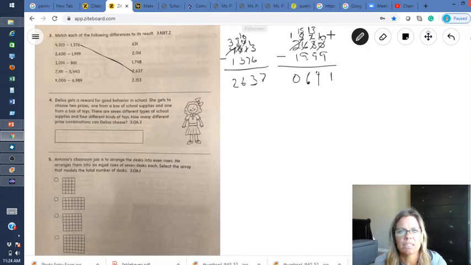13 minus 4 is 9. Oh! I'm so glad I did this, because look at how I got that wrong. Instead of turning this into 12, for some reason I turned that into a 13.